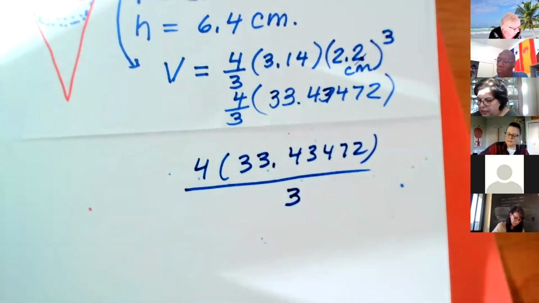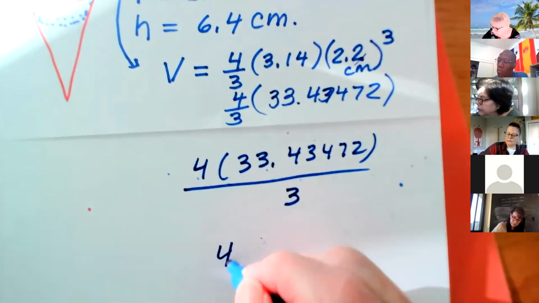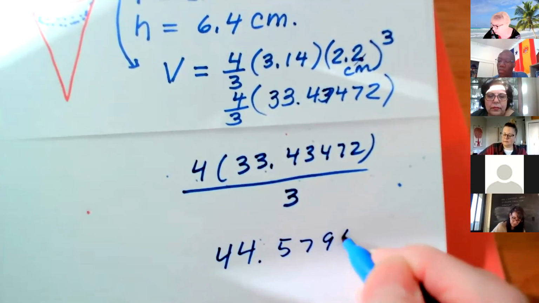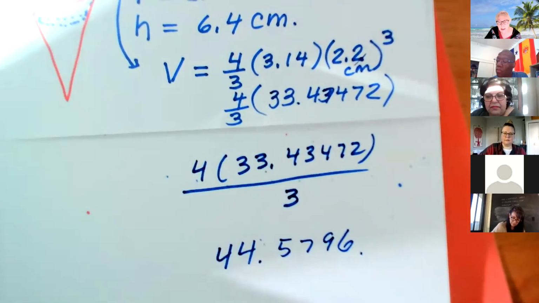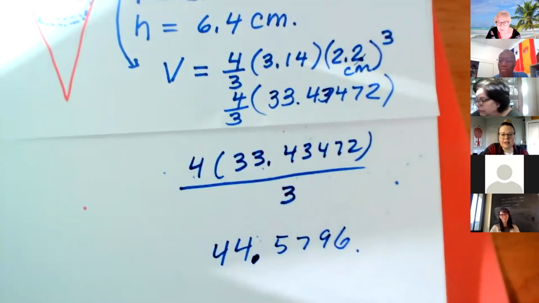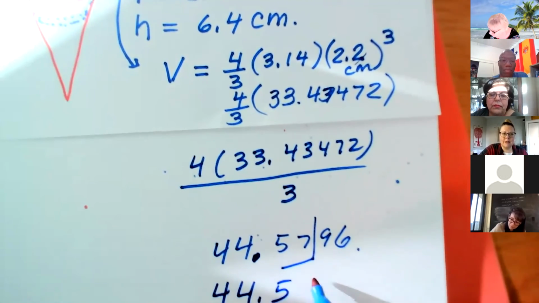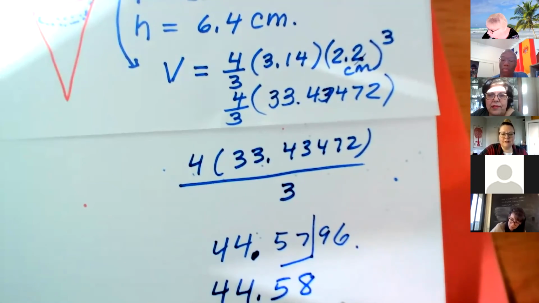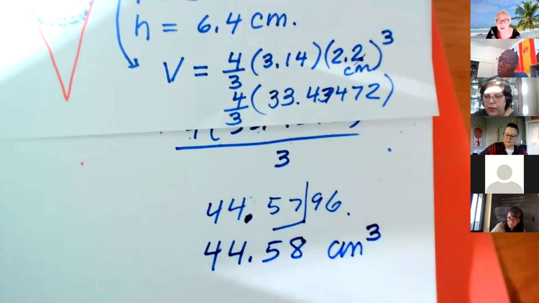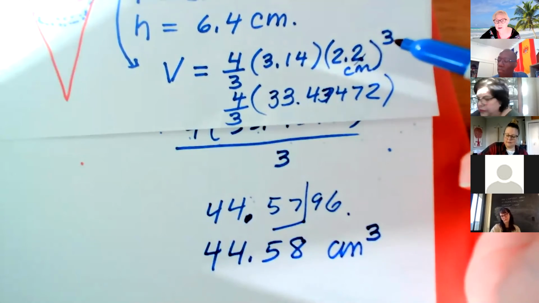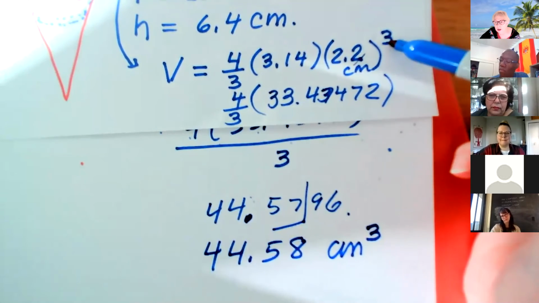And let's see what I have for an answer. 44.5796, whatever. And I imagine they want it rounded. How accurate do you need? Rounded to the nearest hundredth, so 44.58. It would be centimeters cubed because everything was in centimeters. So when you did the centimeters cubed here, this is where it took on its cube.